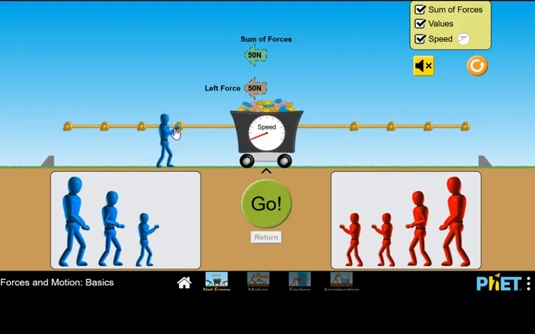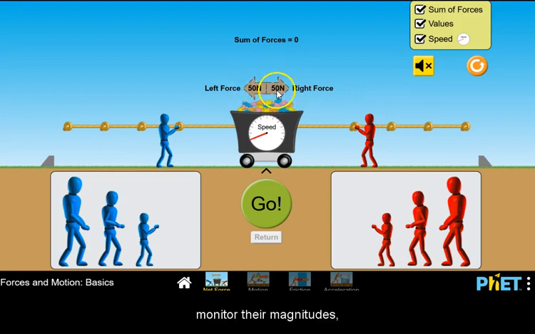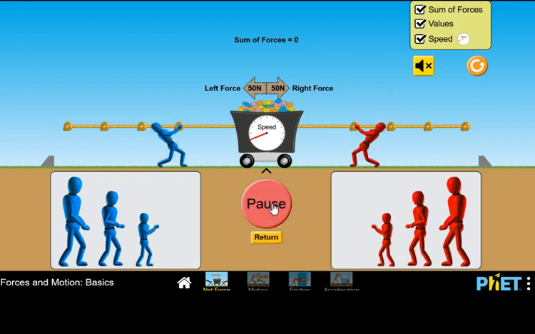You can place individual forces pulling to the left and right and monitor their magnitudes as well as their sum. When you press go, they start pulling. And if the forces are balanced, there will be no acceleration.